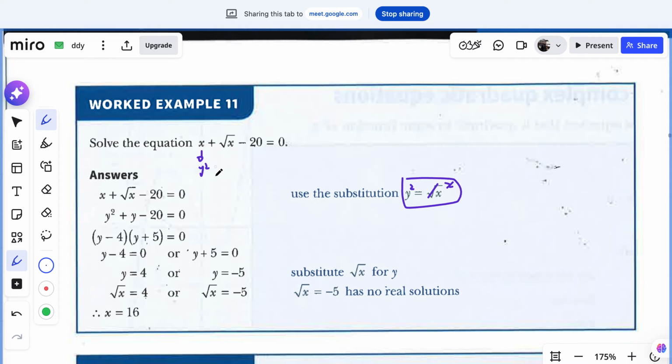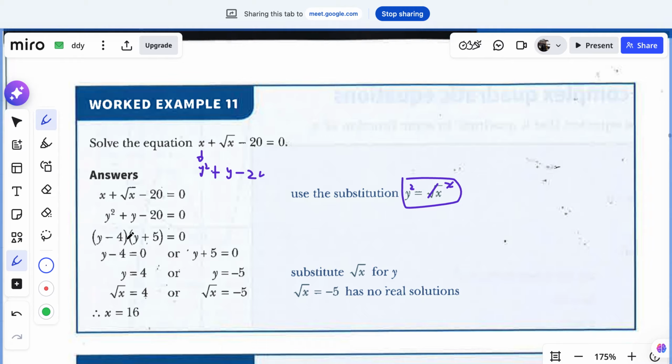So you get y squared plus y, because you have assumed root x to be y, minus 20 equal to 0. So you solve this quadratic easily. What are the two factors? If you multiply, you get negative 20. If you add them, you get plus 1: 4 and 5. Okay? Minus 4 and 5, because you're going to get positive 1.